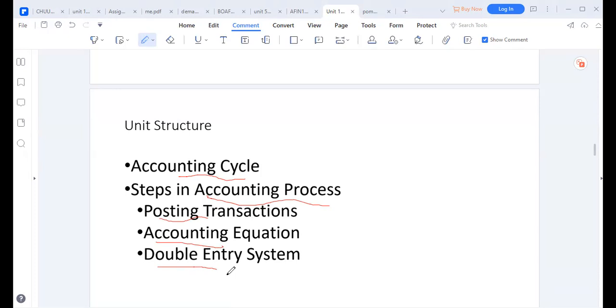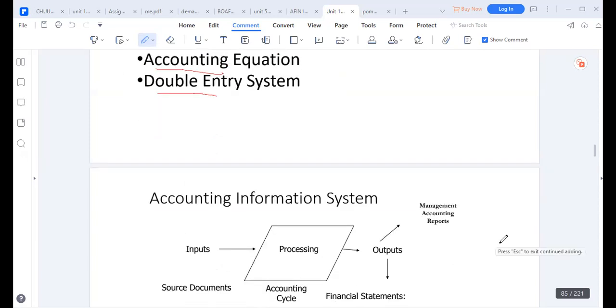Now in accounting, we enter the transactions twice. This is what we call the double entry system. Double entry is where a transaction is entered twice, in two accounts. One account is debited, the other account is credited. That's what double entry is all about. That's what posting transactions is all about. So you're talking of entering it twice in two accounts. One account will be debited, the other account will be credited.